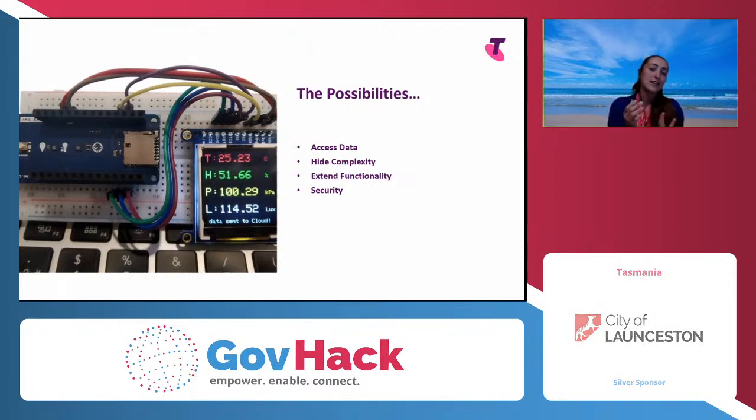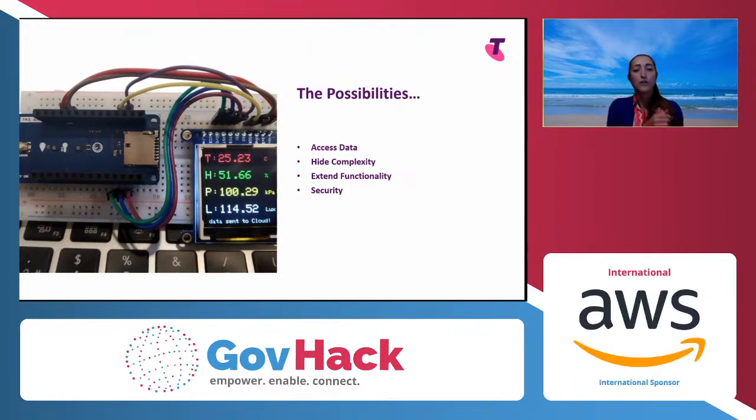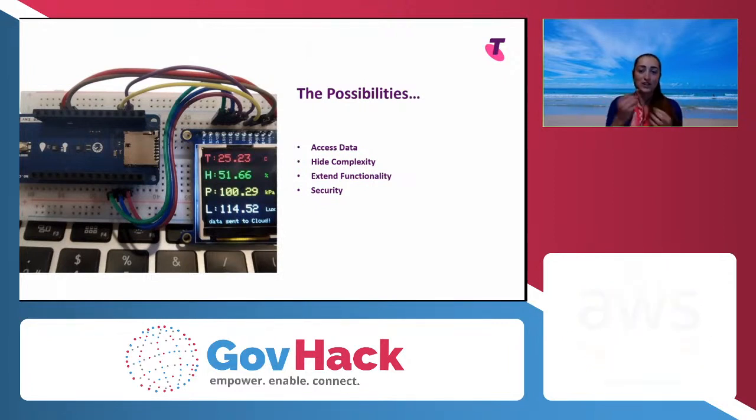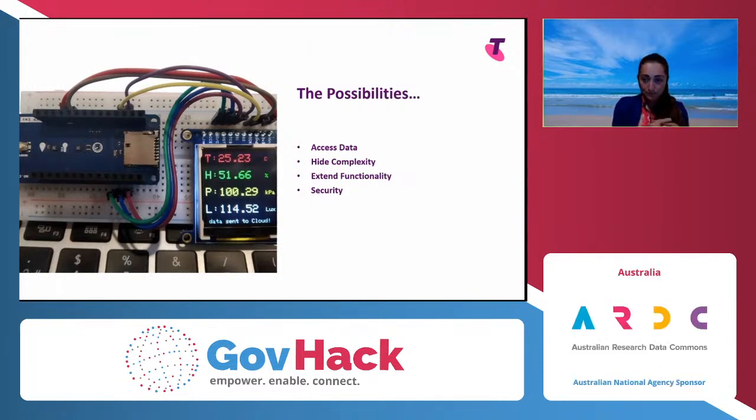Data through APIs, hide complexity of functions behind those APIs, extend the functionality of your systems, and offer greater security because you're not offering the entire database. So it'd be really cool if you could think about how communication APIs, like the messaging API, could help improve your systems, especially as you're undertaking your GovHack challenges.